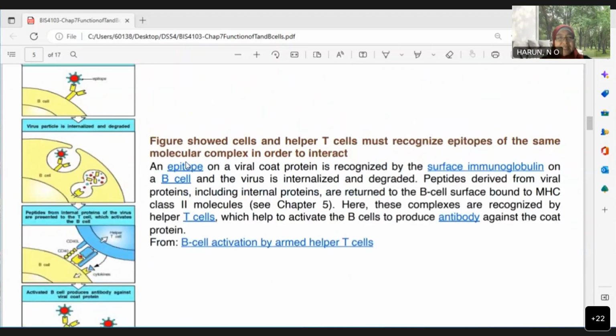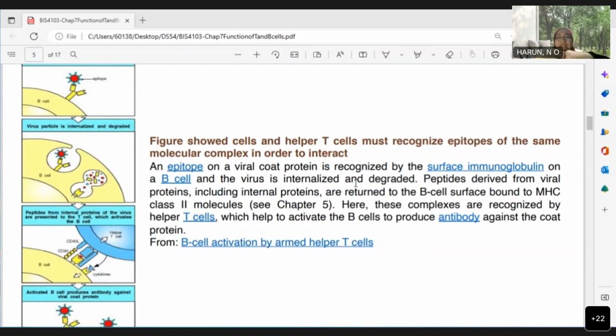As you can see, this figure shows how the B cells and T cells must recognize epitopes of the same molecular complex in order to interact. Okay, bear in mind, an epitope on a viral protein is recognized by the surface immunoglobulin on a B cell, and the virus is internalized and degraded.